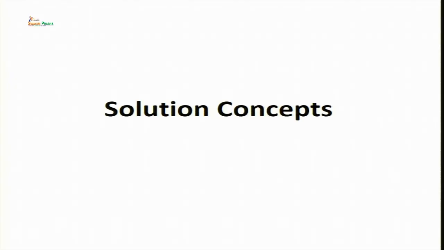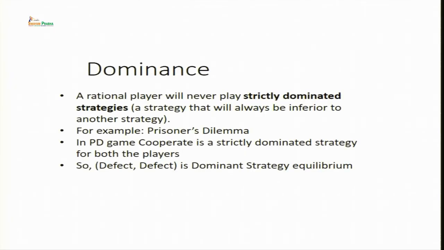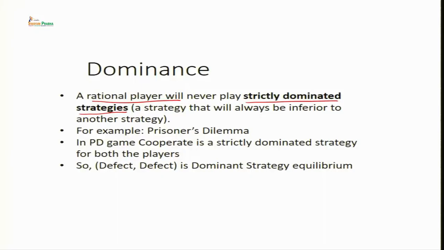So, let us proceed. We have a solution concept which is called dominance. The simple idea behind this solution concept is that a rational player will never play a strictly dominated strategy. Why? As we saw in the example of prisoner's dilemma, cooperate was the dominated strategy. Cooperate was always giving less payoff. So, this is the logic behind this: a strictly dominated strategy always gives less payoff. So, we can say it is a strategy that will always be inferior to another strategy.